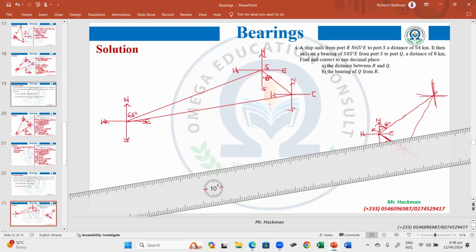Now let's see if you can find any known angles. Obviously, we know that the angle here will also be 65. Is that clear? Is my point well made? The distance here is 8 km. The distance here is 54 km. All correct?